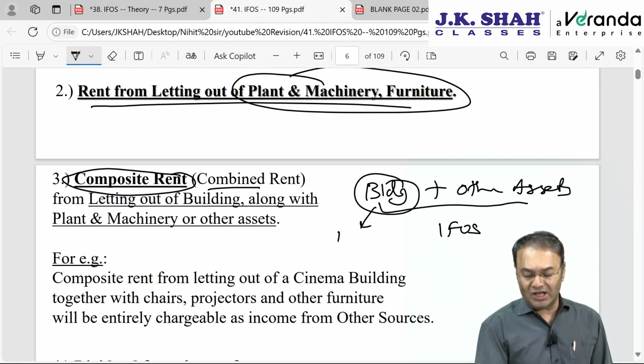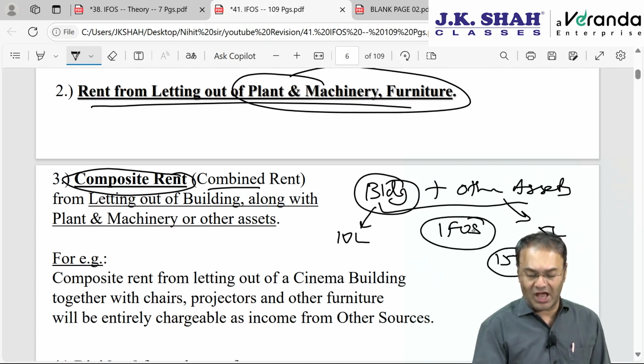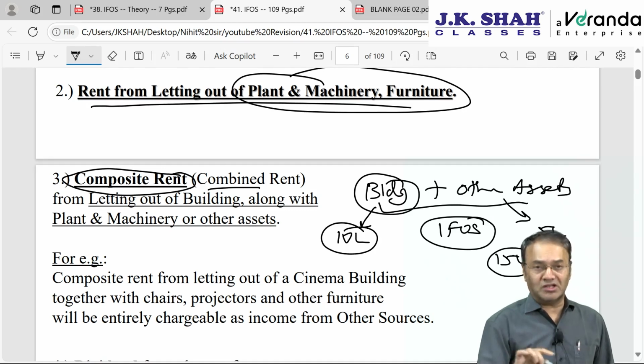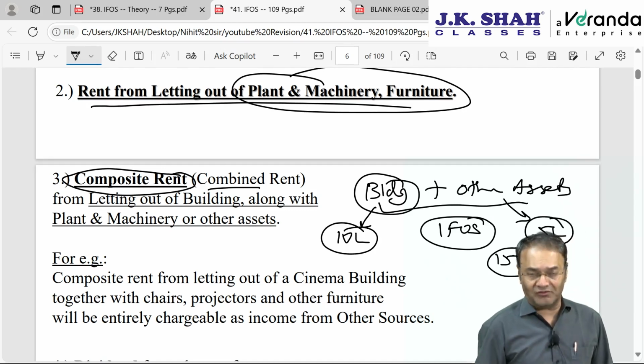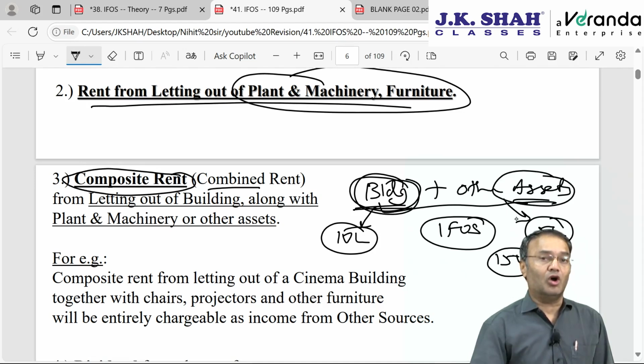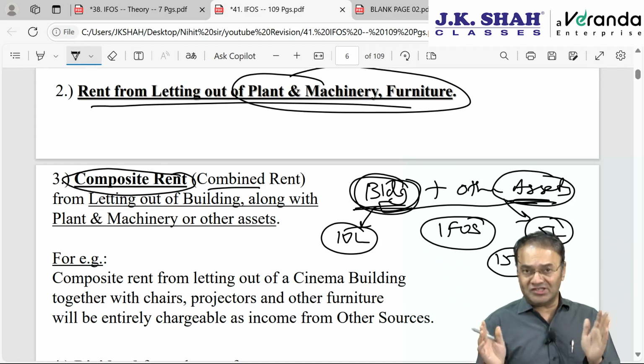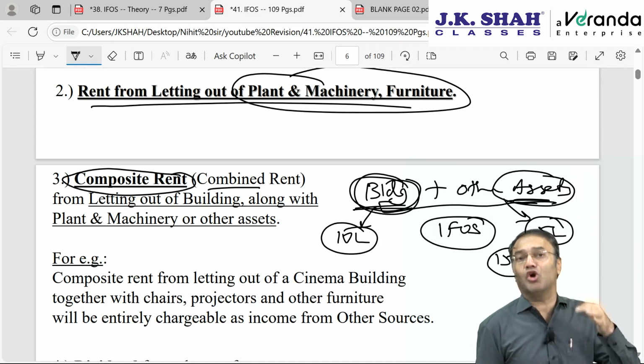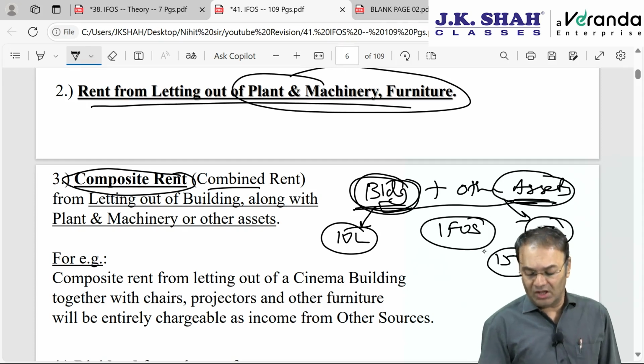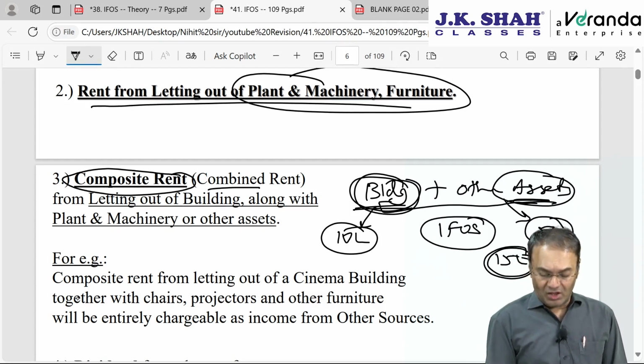Say building rent is 10 lakh rupees per month and other assets rent is 5 lakh rupees per month. Total is 15 lakh rupees. The entire 15 lakh will be taxed under IFOS. Logically, building rent should go under the head IFHP and other assets rent should go under the head IFOS. But if it is inseparable, meaning a situation where the tenant is not ready to accept either of them without the other one, the tenant is not ready to accept only the building without other assets, or other assets without the building, whether there is a separate rental agreement for both of them or combined together, if the tenant is not ready to accept both separately, then combined rent will be taxable under IFOS. Composite rent of a cinema theater building or restaurant, coaching class, etc.